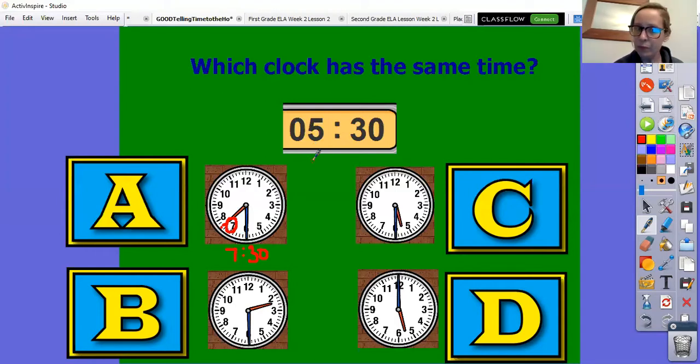No, nope, nope. All right, let's look at number B. So it can't be A. B, right here, it looks like my long hand, or my minute hand, is pointing again to the 6, which we know says what? 30. So it's something 30, right? So I can write that in.